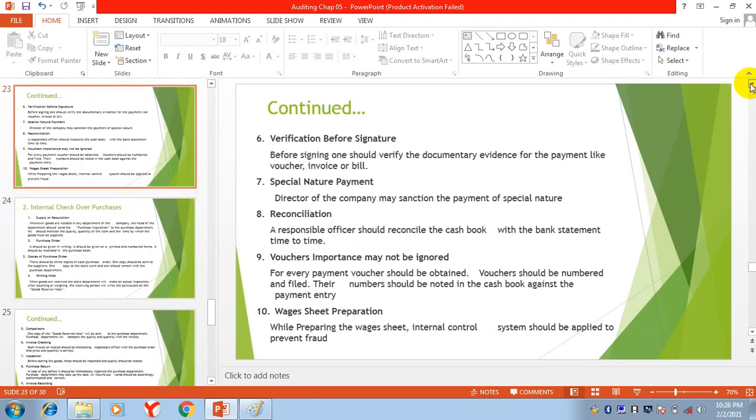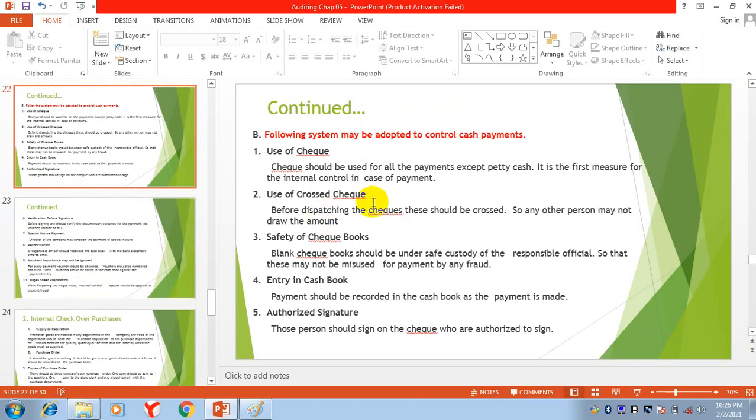So these were the internal controls over cash payments: you will use check, and when using check, try to use cross check. Safety of checkbook: there will be an official who will keep the blank checkbooks carefully. Entry in cash book: there should be proper entry in the cash book whenever you are making payment, so record it at that time. Authorized signature: there must be an authorized signature.